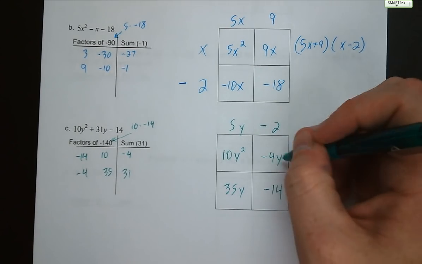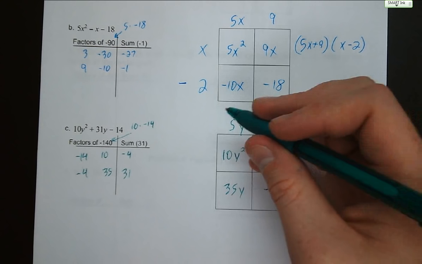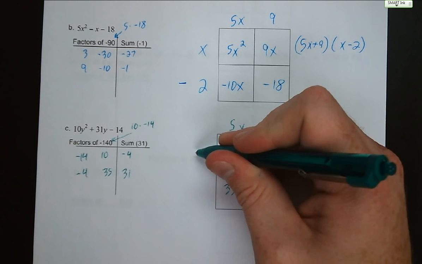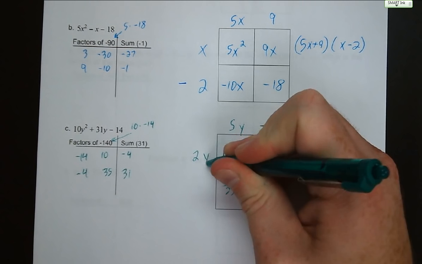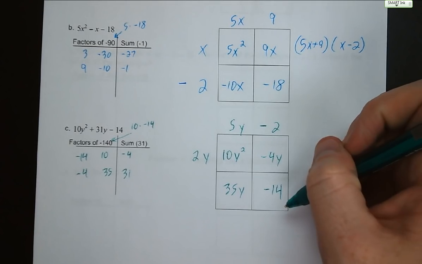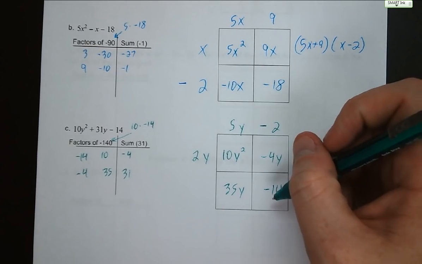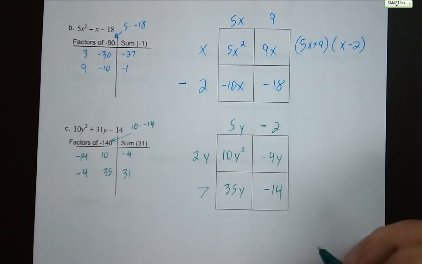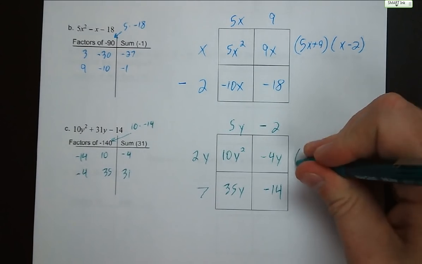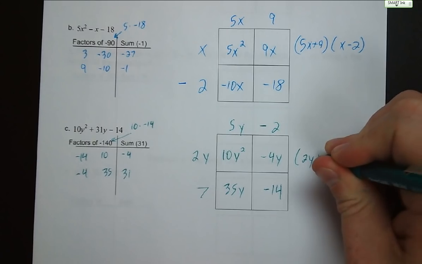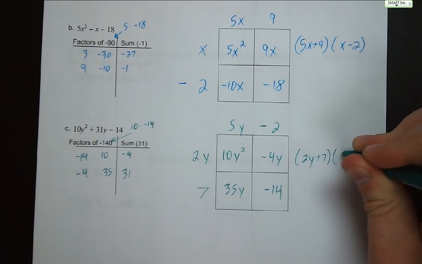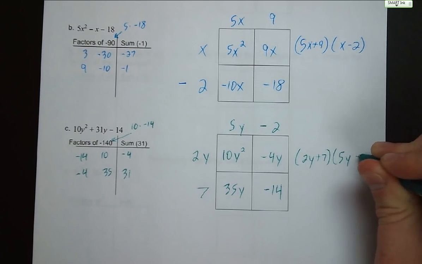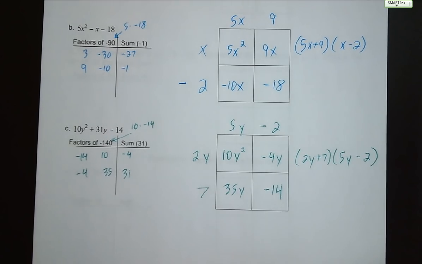Both of those are factors with 2. So we have a 2 and a y, because y squared and y. And then we've got 35y and negative 14, so common factor there is a 7. So 2y plus 7, 5y minus 2. Okay?